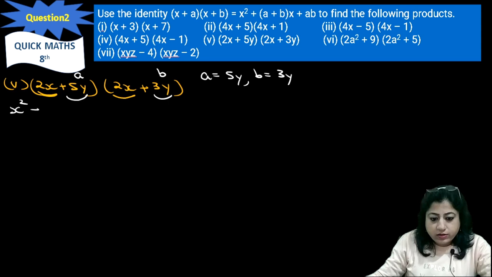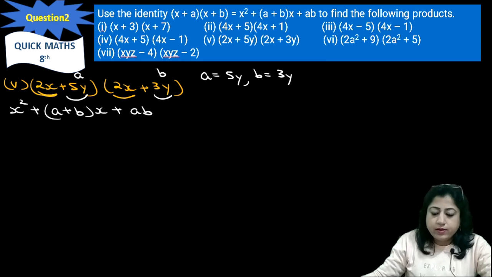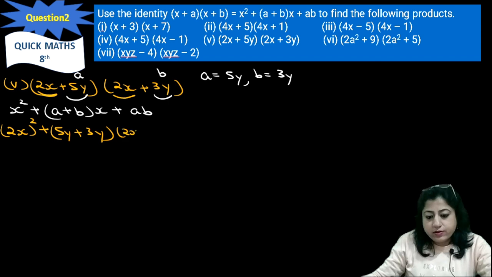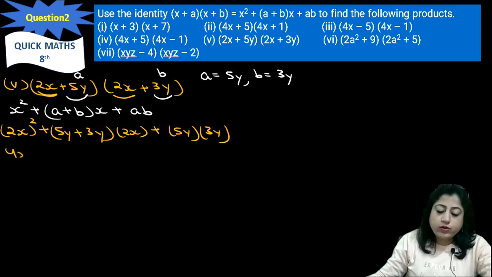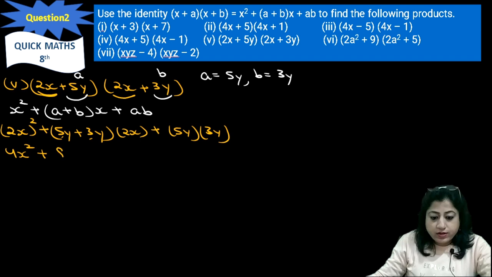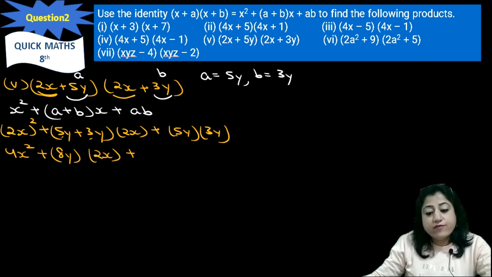So, the answer will be x square plus A plus B times x plus AB. Now, we will put the values, replace x with 2x, A will be 5y and B will be 3y, and here x is 2x plus A will be 5y and B will be 3y. Now the answer is 2x square, means 2 square is 4 and this is x square. Now 5y plus 3y, obviously it is 8y. 8y multiply with 2x plus 5y multiply 3y.